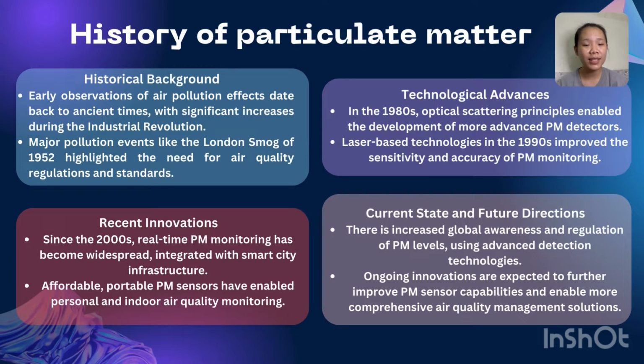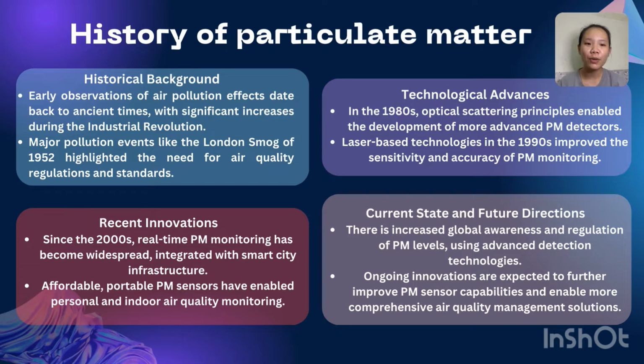So next we move to the history of particulate matter monitoring, which dates back to ancient times, with significant pollution increases during the Industrial Revolution and major events like the London smog in 1952, which prompted air quality regulations. Technology advances in the 1980s introduced optical scattering principles for PM detectors, and the 1990s saw improved sensitivity with laser-based technology. Since the 2000s, real-time PM monitoring has integrated with smart city infrastructure, and affordable, portable sensors have made personal and indoor air quality monitoring feasible.